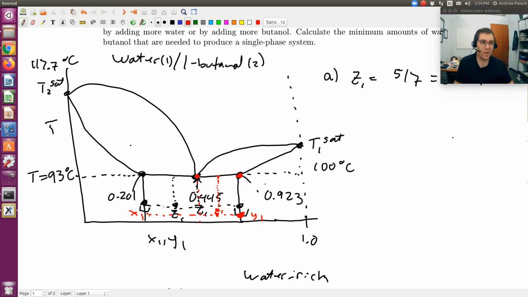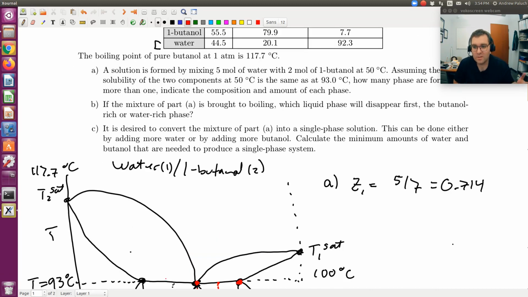So again, the real picture is I have a butanol-rich phase on top of a water-rich phase. I heat it up. When I hit my bubble point, my water-rich phase will remain, but my butanol-rich phase disappears, and I end up with that water-rich phase in equilibrium with the vapor. So we would say the butanol-rich phase disappears.